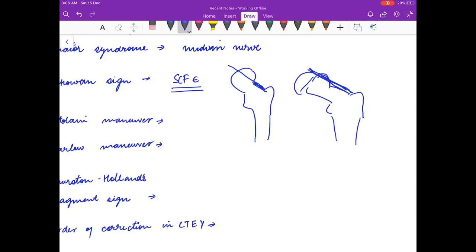So see, here Klein's line was passing through the femoral head in a normal person. But in SCFE, due to the slippage of femoral epiphysis, the Klein's line does not pass through the femoral head.